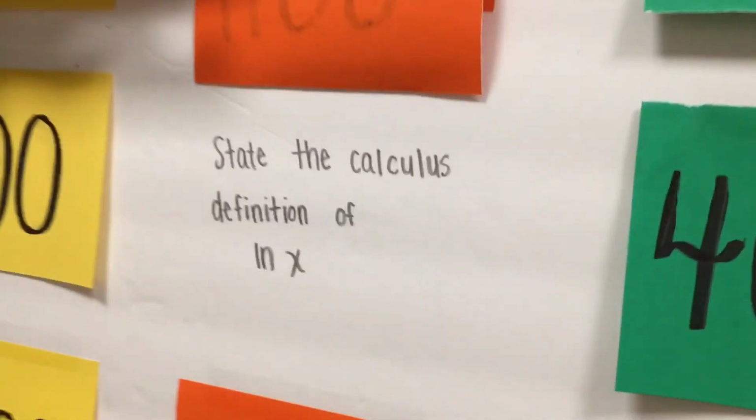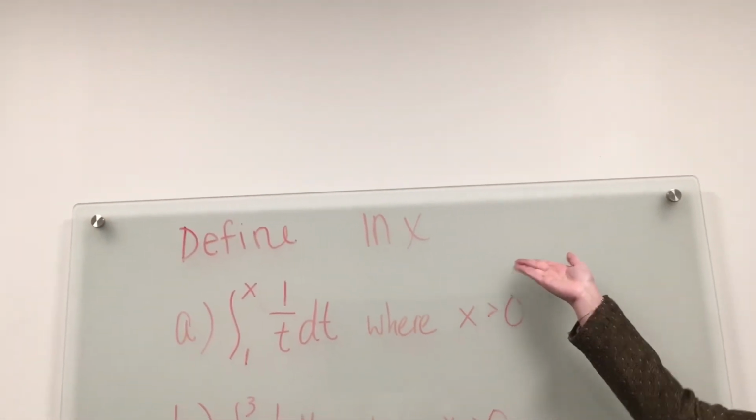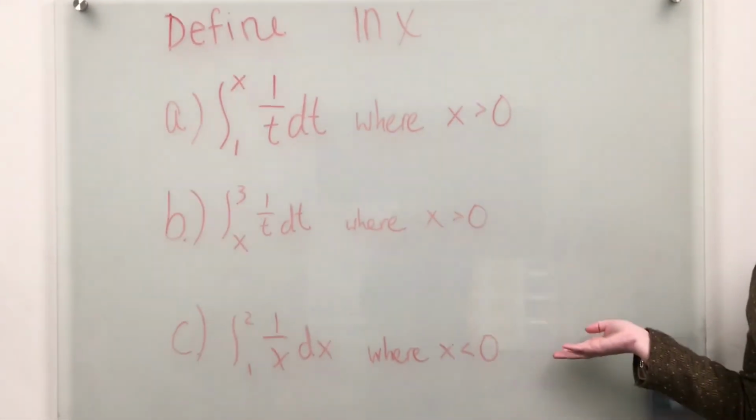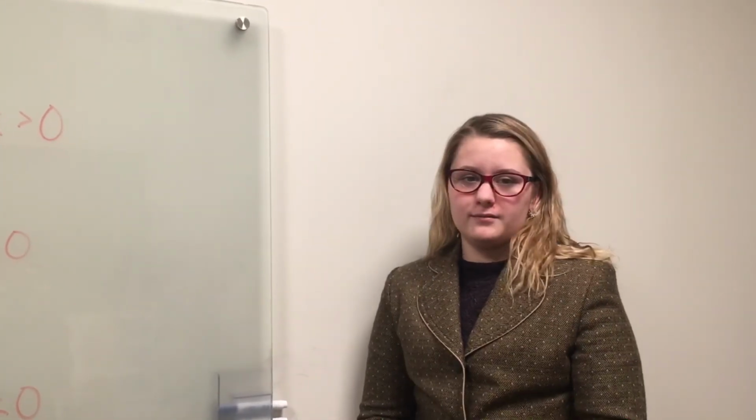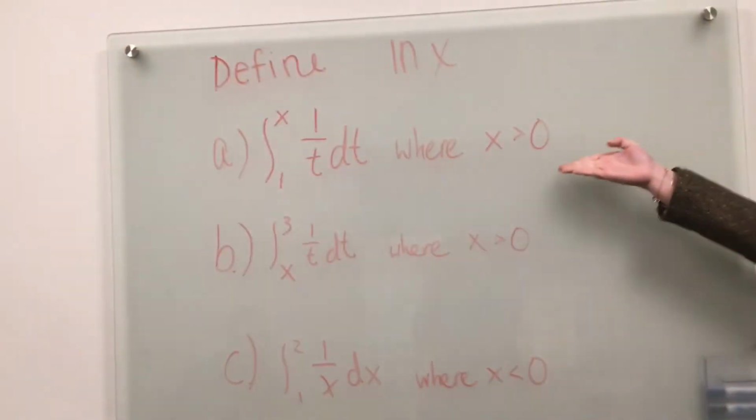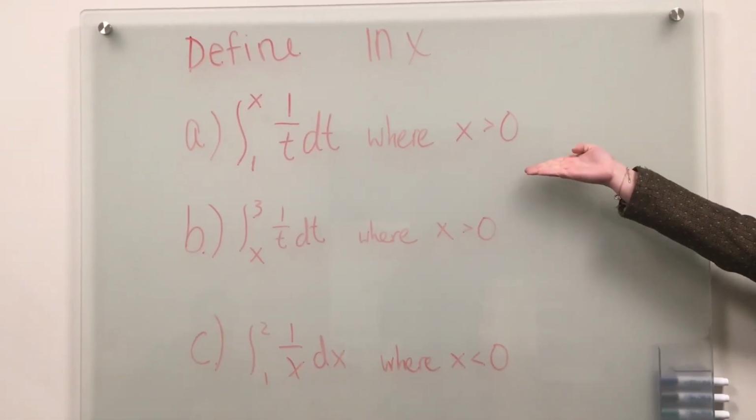Define for 400. Your question is, define natural log of x. These are your choices. Is the answer B? Wrong. The correct answer was A. This is your last question.